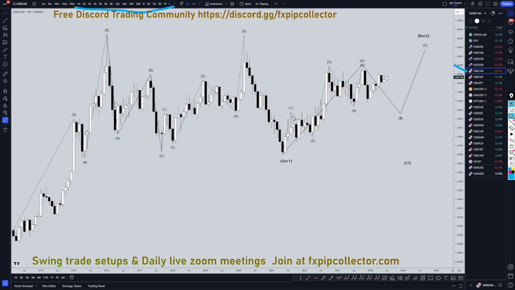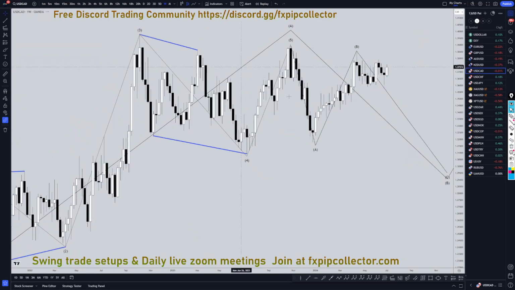So, on the dollar CAD, I'm still looking at this as possibly a wave A. I still think this is possibly an A of B. I still think this needs to go down possibly for an ABC of B before it actually goes up and makes a C. So, you'd have an A, B, and a C, which would be either an ABC of B or an ABC of 2.